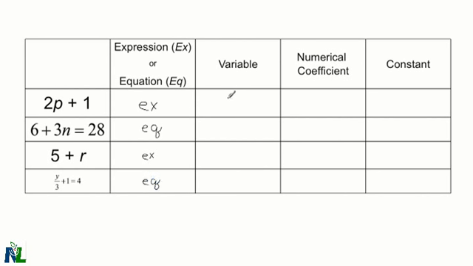Our variable is our letter. So in our first example, the letter we see is P. Next we have N, then R, and finally Y.